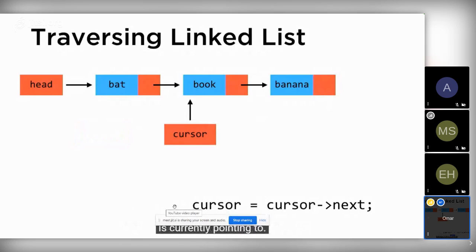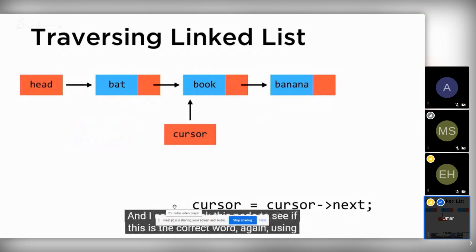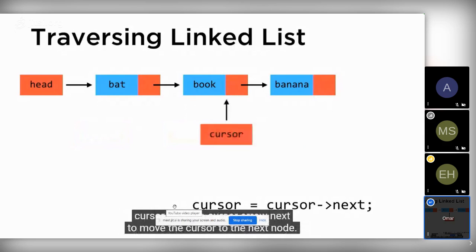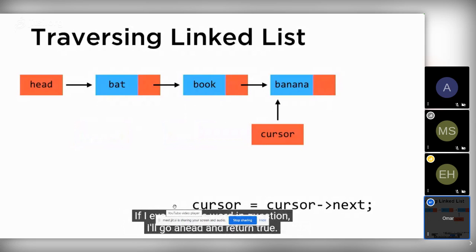So that would move cursor to the next node in the linked list. And I could check this to see if this is the correct one. Again, using the strcasecmp function to compare two strings case insensitively to see whether they contain the same characters. If that's not right, then I might repeat the process, like cursor equals cursor arrow next to move the cursor to the next node. If I ever find the word in question, I'll go ahead and return true.